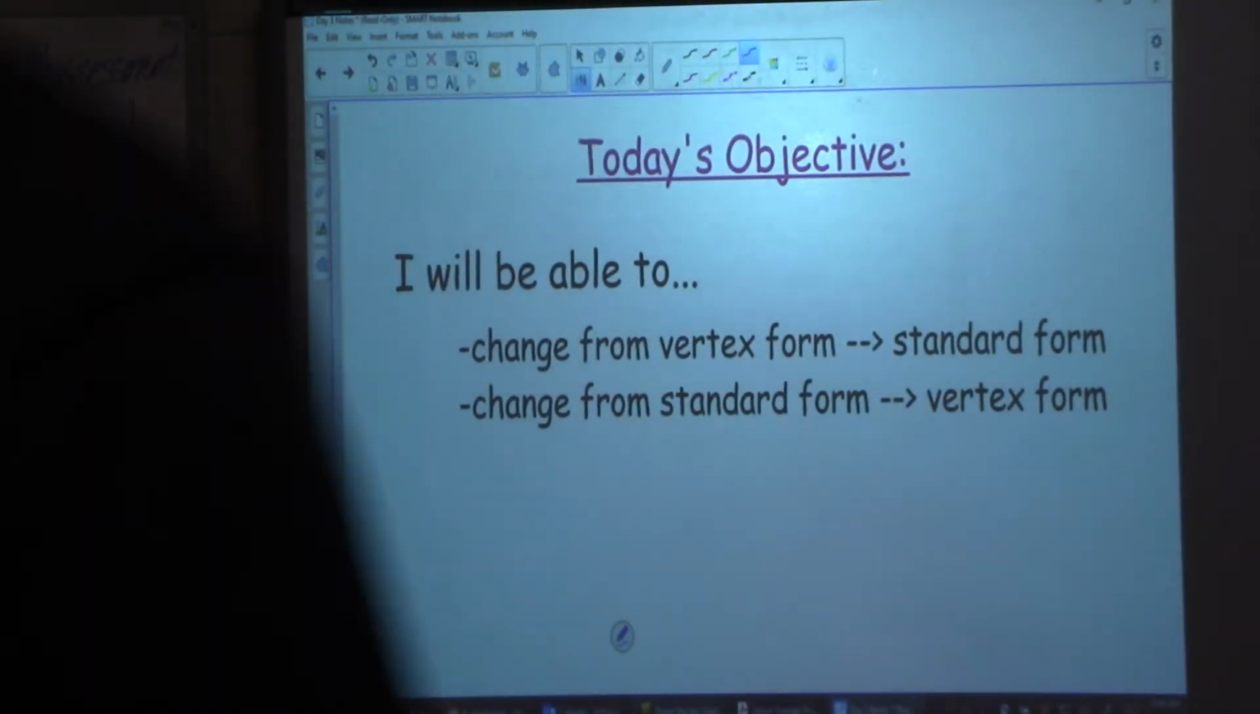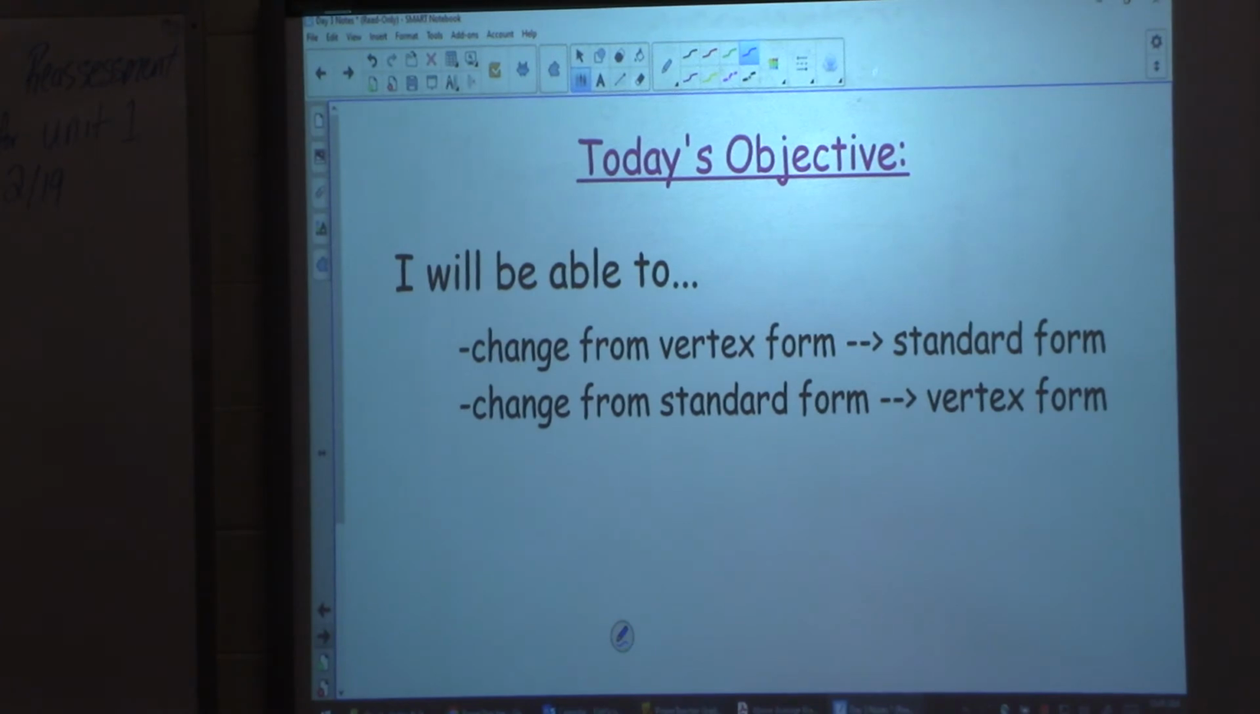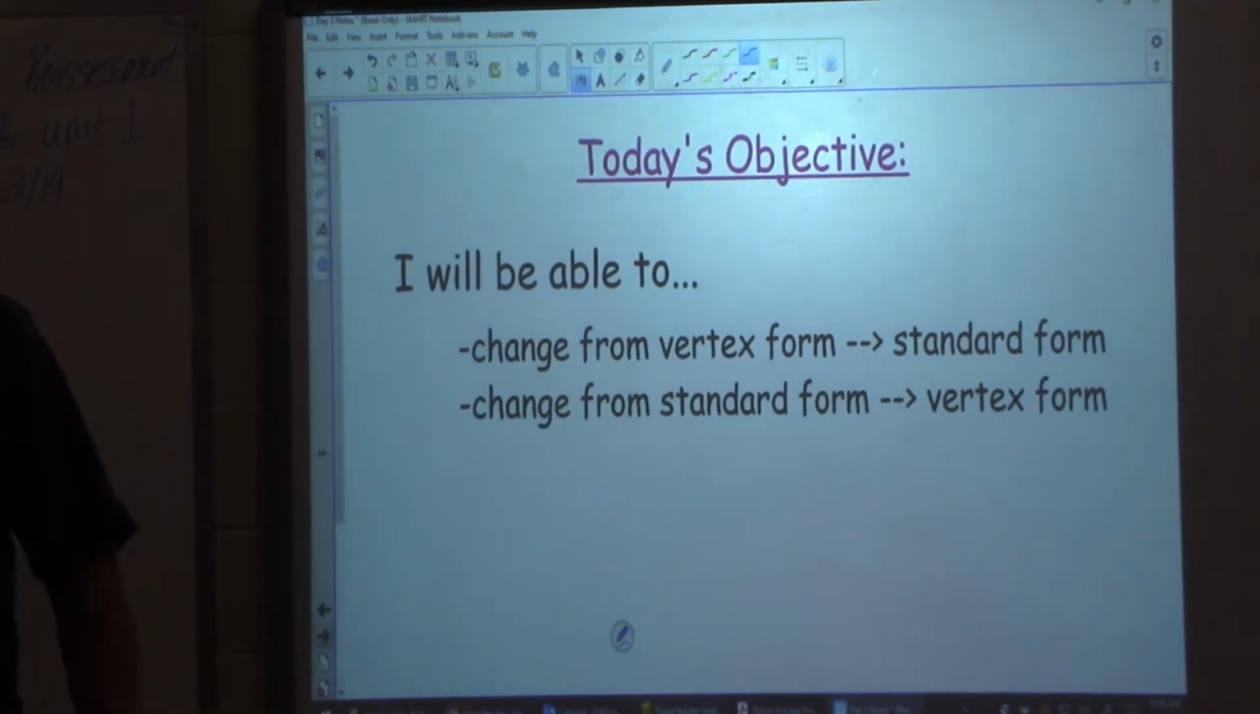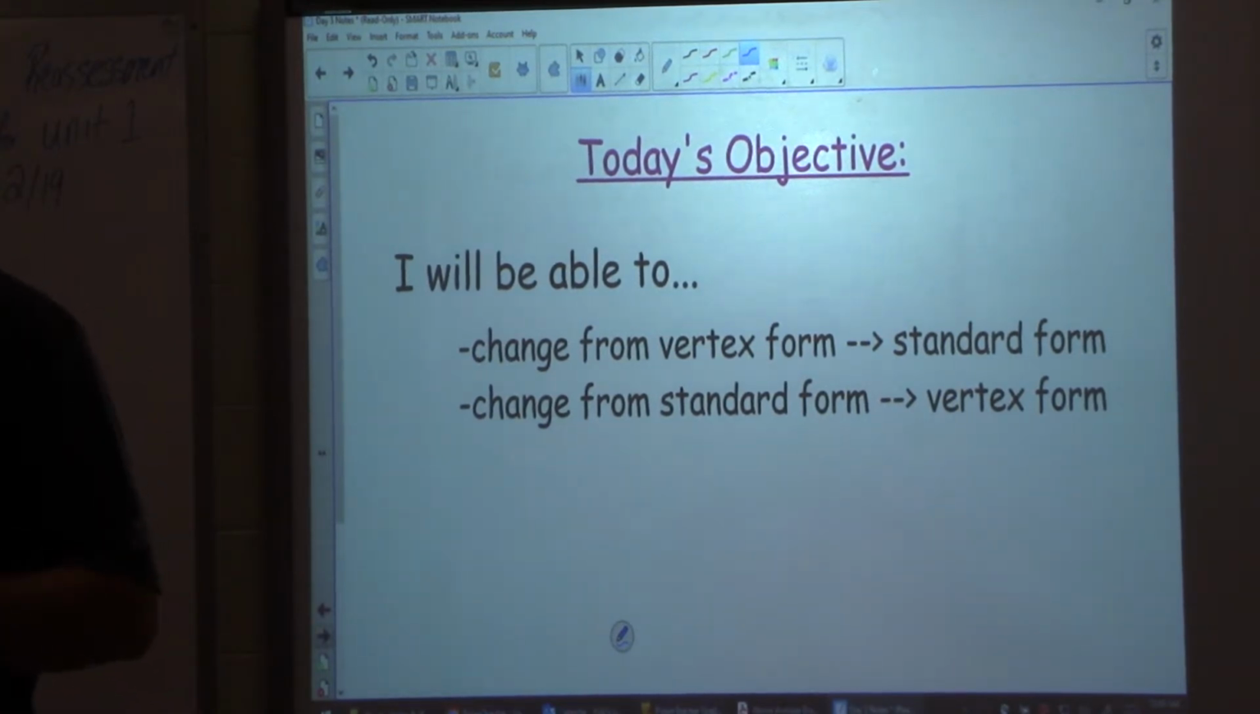Alright, so today guys we're talking about changing between the two forms. We have vertex form, we have standard form. We're going to change between both of them, going both ways. The first way, vertex to standard, super easy. Guarantee all of you can do it right now. Standard to vertex, a little more difficult.